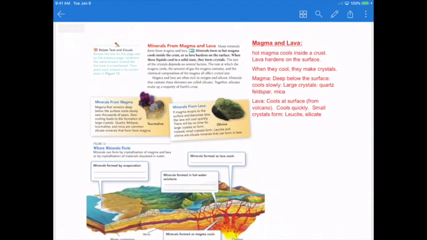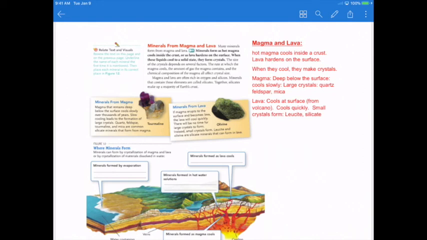Next is minerals from magma and lava. A couple things. Hot magma cools inside the crust, and the lava hardens on the outside. That comes out of the volcano. Magma's inside, same stuff. It's just that magma's inside the earth. Lava comes out on the outside. When they cool, they both make crystals, which turn into minerals.